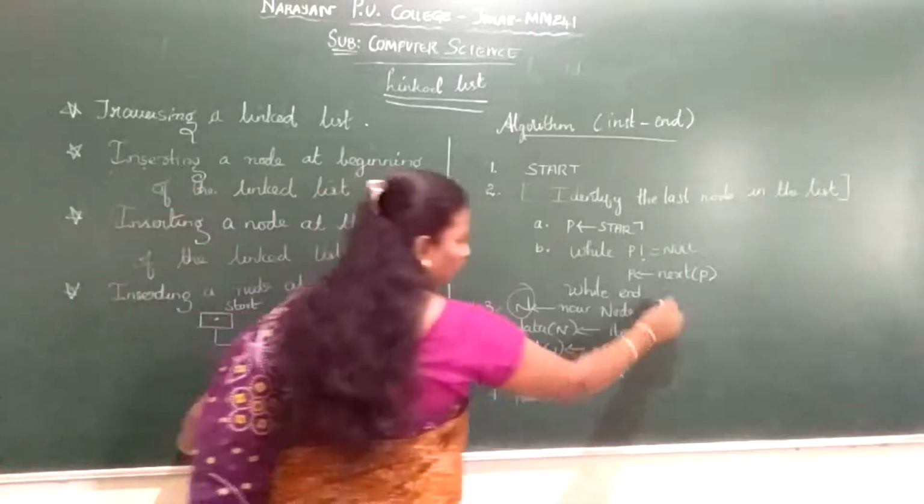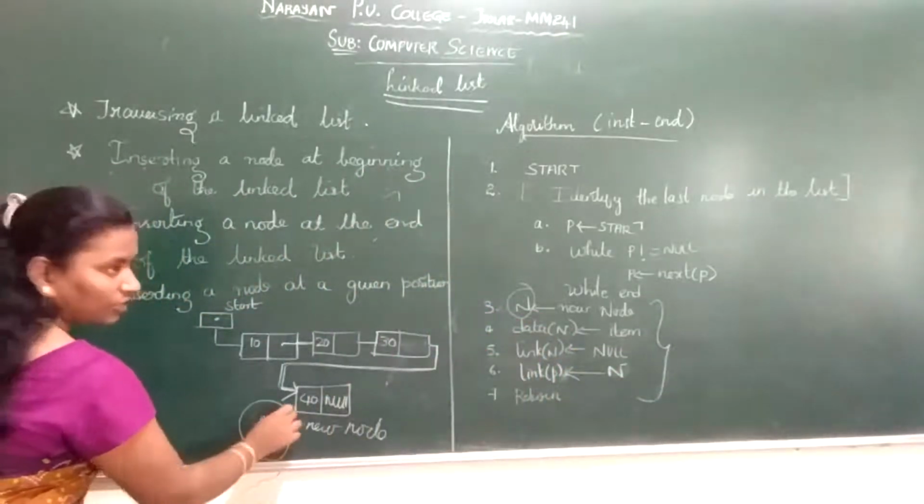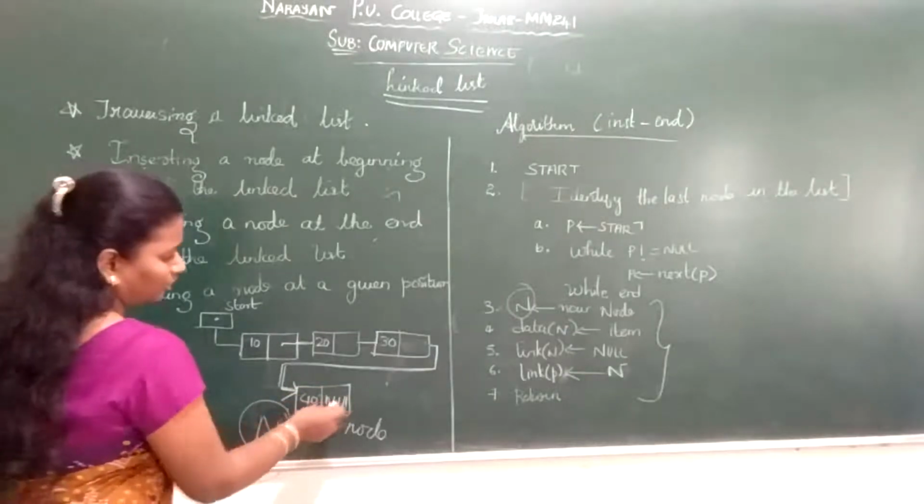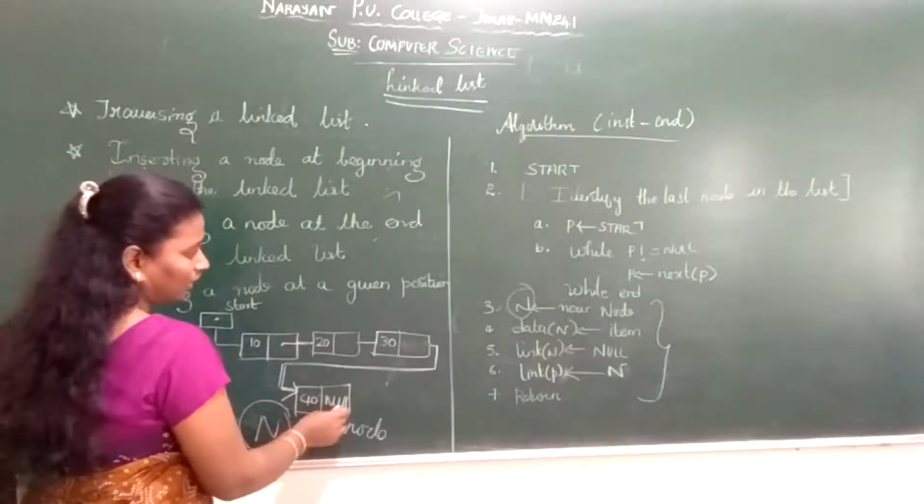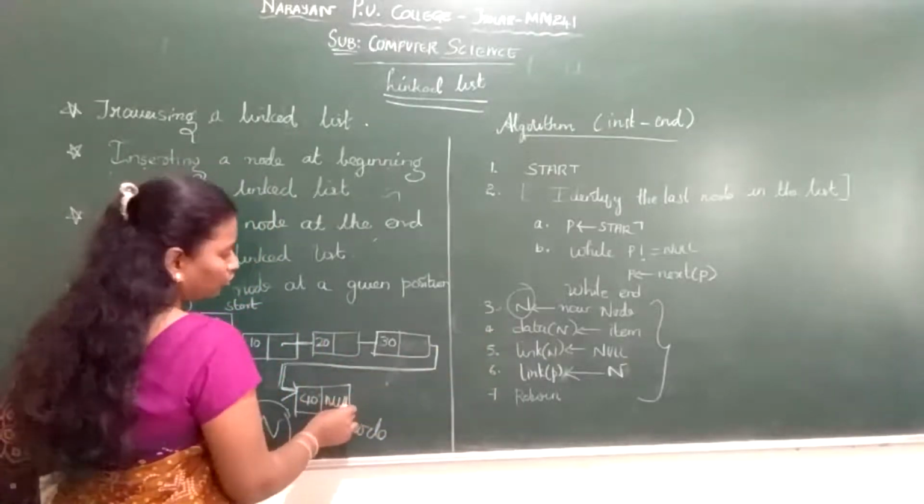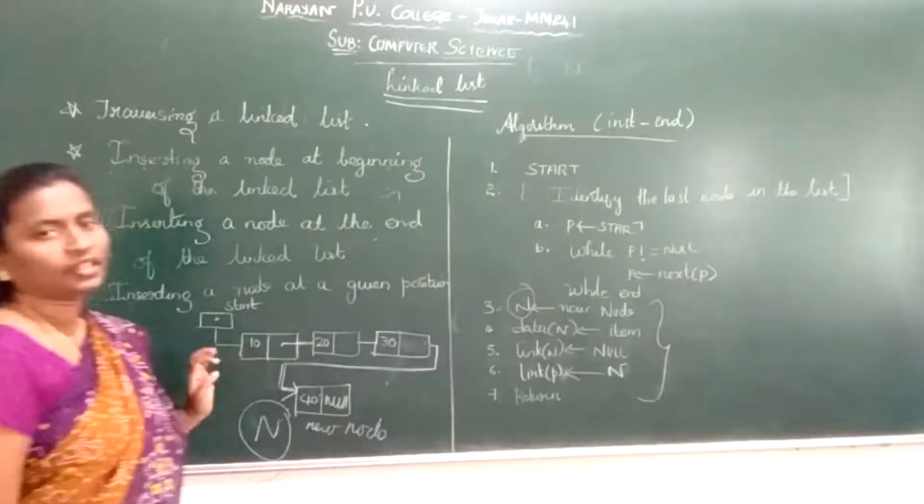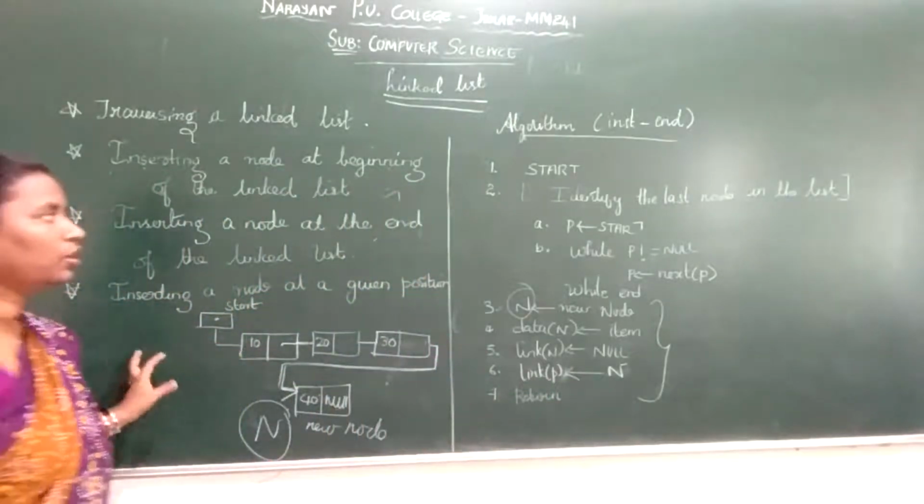See these 3 statements. What is N? N is nothing but your new node. So in the new node I inserted the element 40 and the link field as null. That is about these 2 statements. Finally, what do I do? This new node I will give to the link of P. Then I am returning. Okay, this is a simple algorithm.